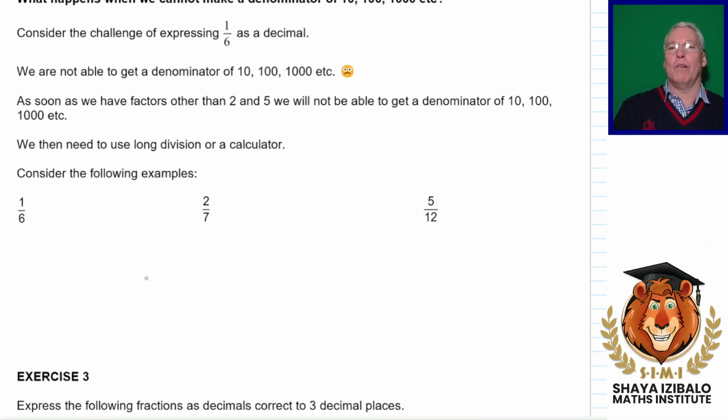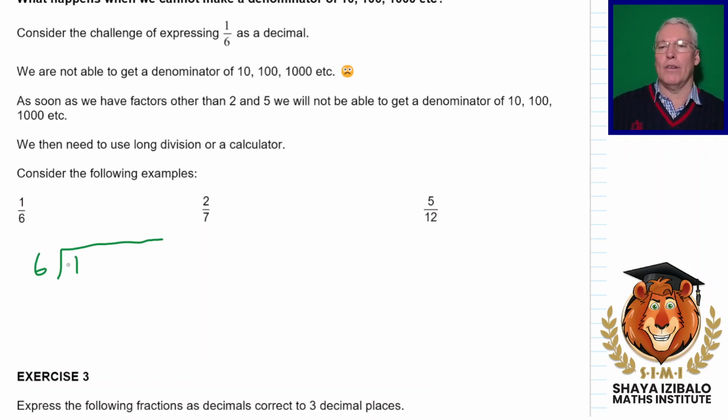Okay, now what happens when we can't get our denominator like that? Now what we've got to do is we've got to do long division, all right? And generally we're going to allow you to use a calculator, but let's have a look. So what we're going to do now, we're going to take 6 and we're going to divide it into 1, right? So 6 doesn't go into 1, so we put a 0, and then we put a 0 here. Right, 6 goes into 10, how many times? It goes in once. Right, 1 times 6 is 6, and we do a subtraction.